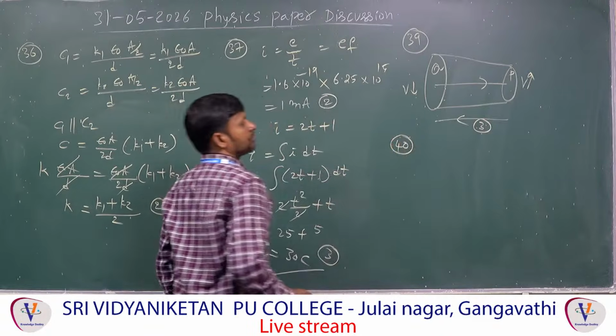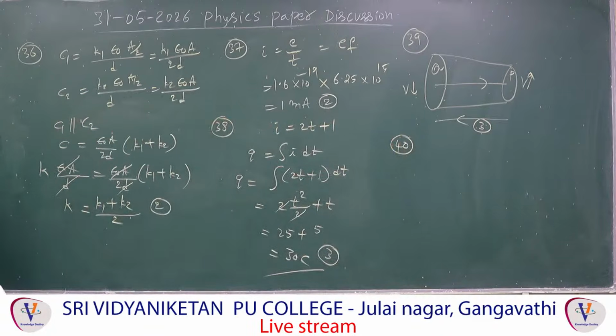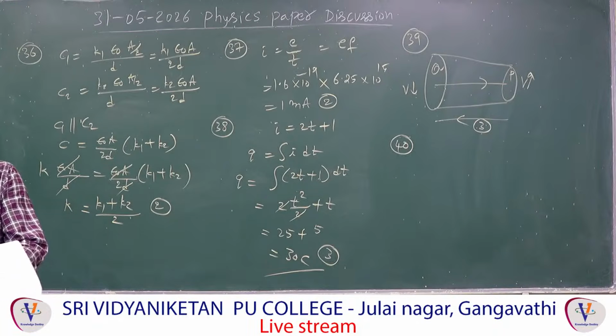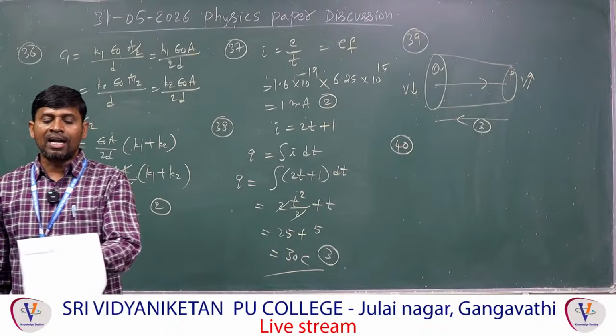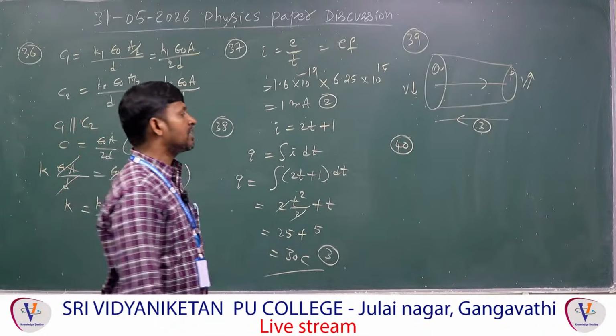40. A copper wire has the cross-sectional area given, resistivity given, and current value also given. What is the electric field?